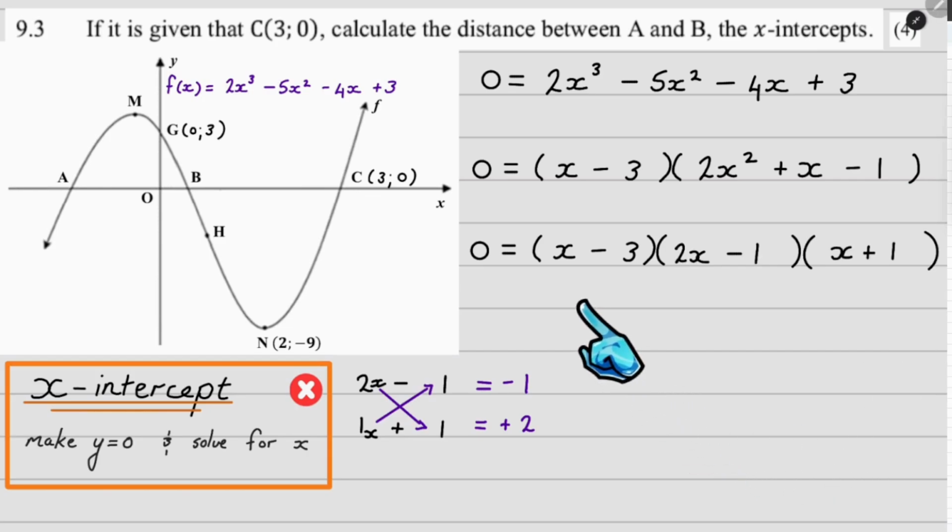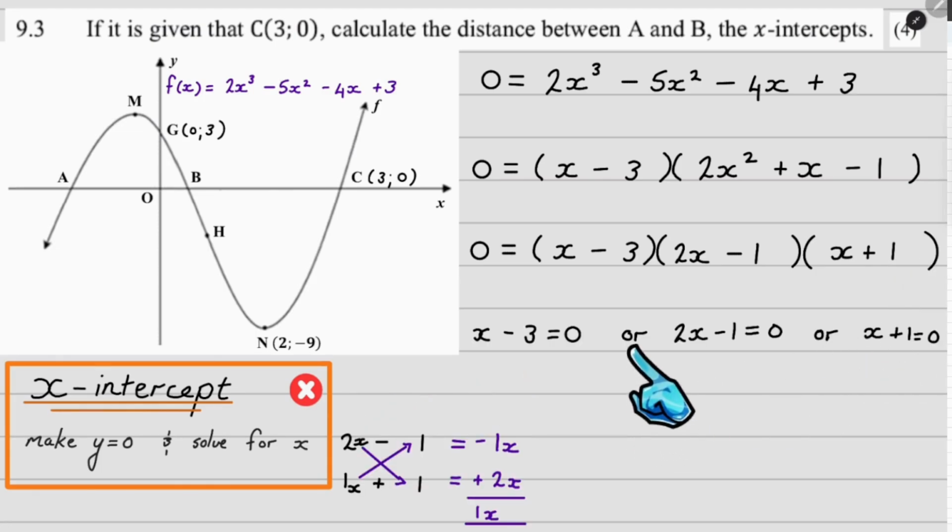And now I make each separate bracket equal to 0. So x minus 3 equals 0, this bracket equals 0, and what's inside this bracket equals 0. Okay, just make sure to separate those with the word or. And now I'm just going to solve for x with each one. So over here, I take the minus 3 over, it becomes plus 3. Over here, I take the 1 over and then divide by 2 on both sides, so I get a half. And over here, I take the 1 over and it becomes negative 1.